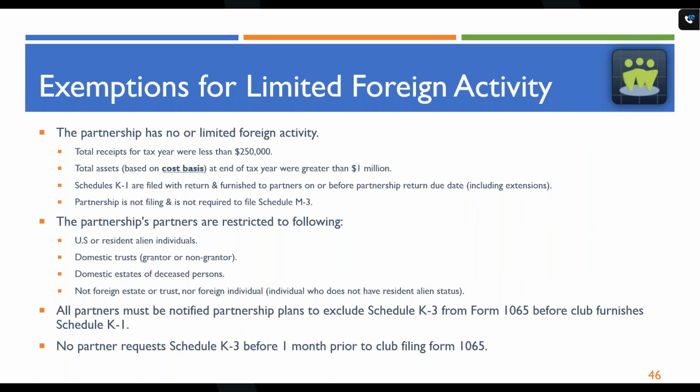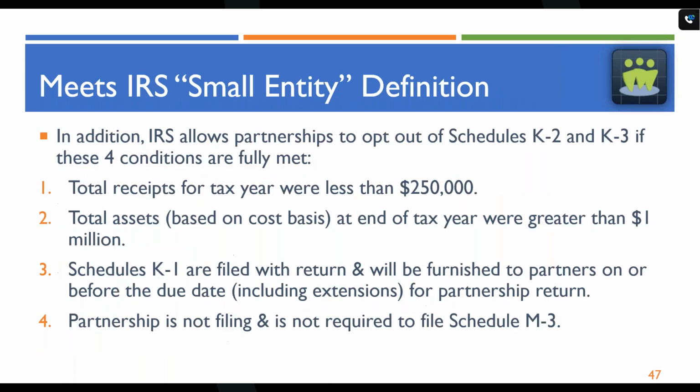And you have to notify partners that you're going to exclude the K3. And no partner can request a K3 within a month of the club filing, not within the deadline for filing, but when the club actually files. And if someone does request it, the club can just provide a K3 only to that member, and not have to file for all of the other members.